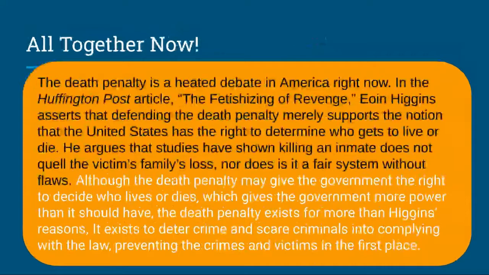Then we've got the second guideline. We've got the author's name, we've got the article title, and we've got the thesis. We even have the publication. It was published in the Huffington Post. The title of the article is The Fetishizing of Revenge. The author's name is Eoin Higgins. We've got his thesis about the death penalty. Then they provide a list of reasons about how his thesis is that the death penalty just gives the government more power than it should have, right? Deciding who gets to live and who gets to die. And he has all his reasons. That provides the context, right? So we know the debate and we know what one of the key players in this debate is.